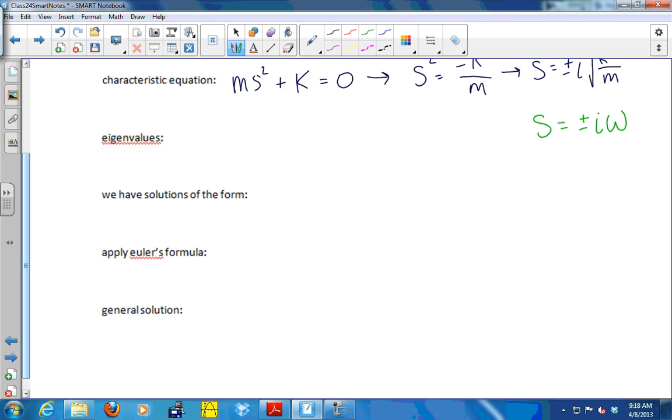So we have solutions of the form y equals e to the i omega t. I know it's crazy, right? But here it is. This is the undamped harmonic oscillator. It's got imaginary eigenvalues.